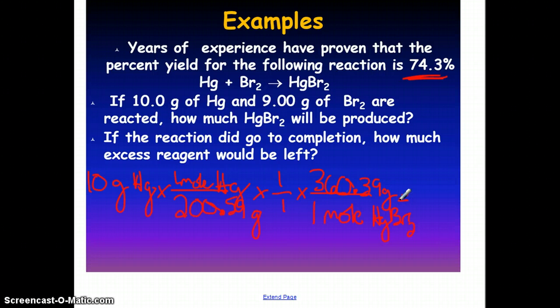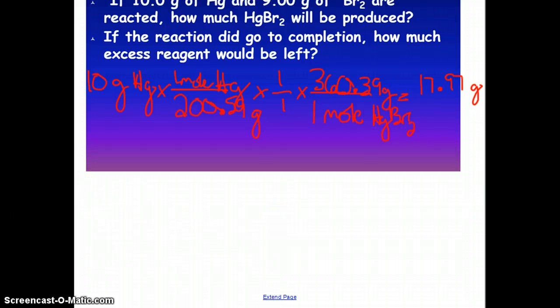Alright, and when I multiply across and divide by what's on bottom, I get 17.97 grams. Alright, so that's the first step. Now we've got to do that all over again, but this time we're going to use 9 grams of Br2.